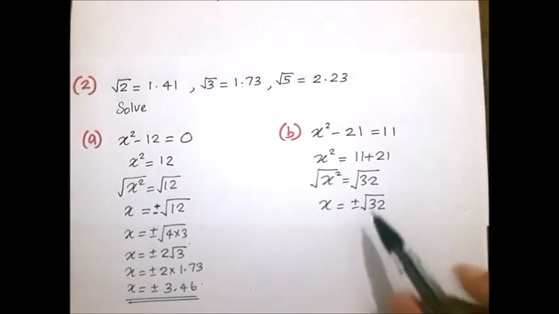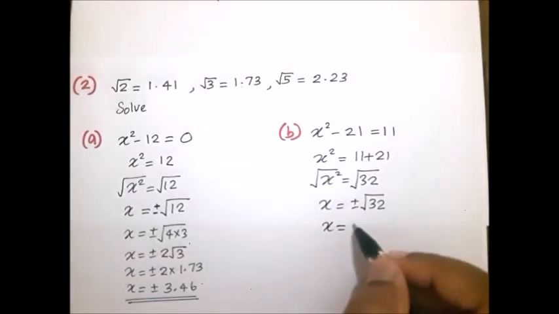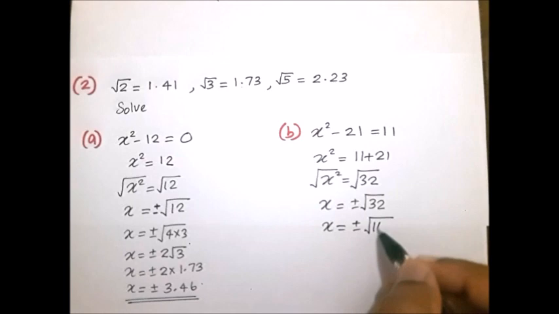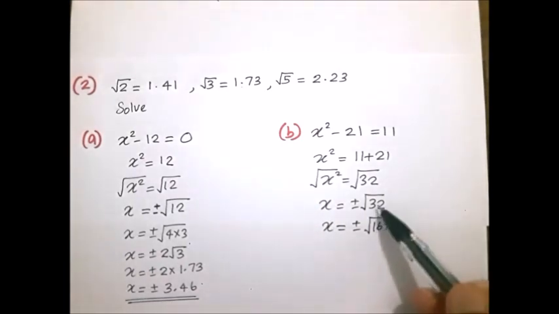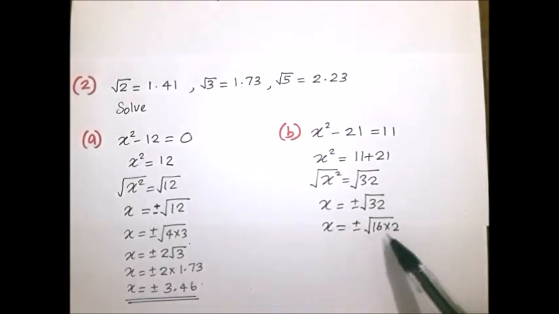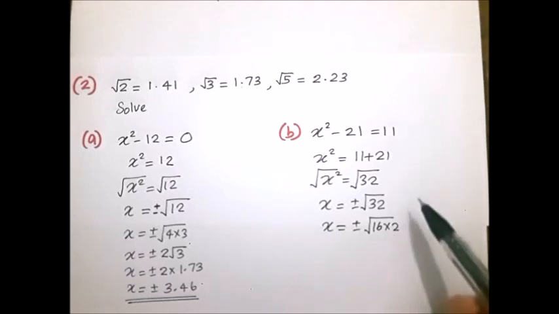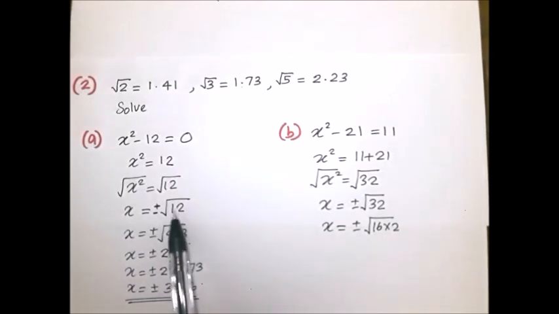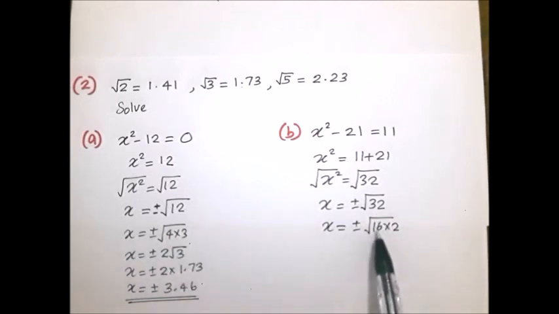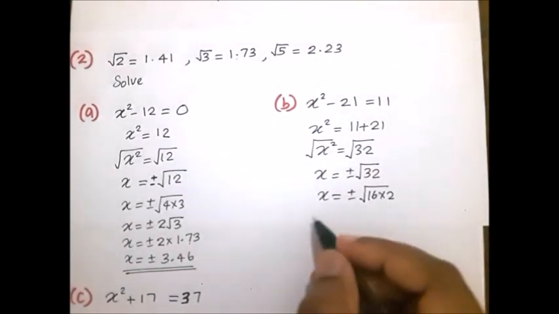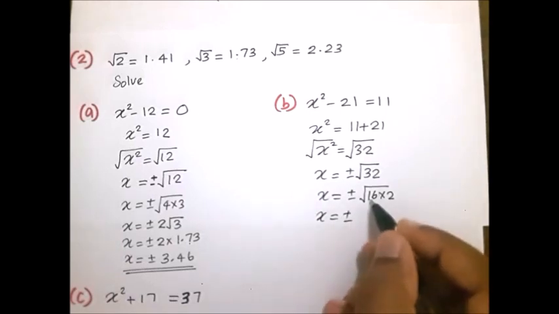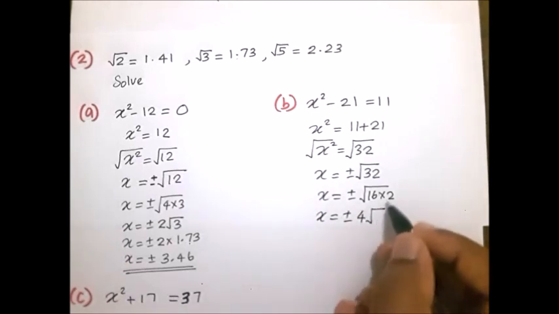Now arrange square root 32 as a surd. It is 16 multiplied by 2. You have to write this as a product of a square number and another number. Here 16 is the square number. Now take the square root of 16. It is 4 square root 2.